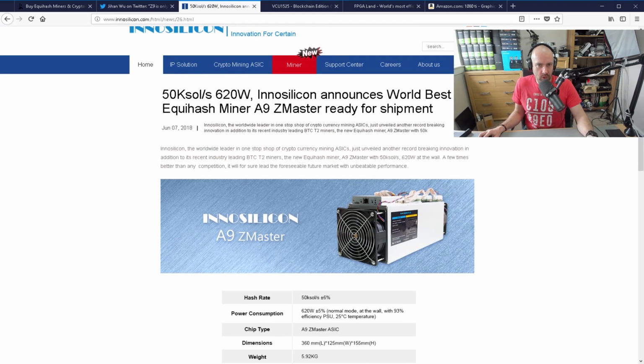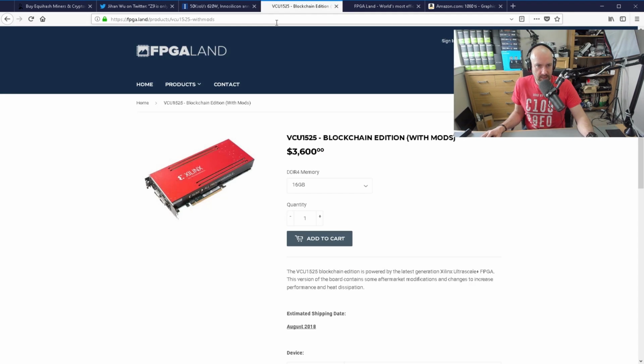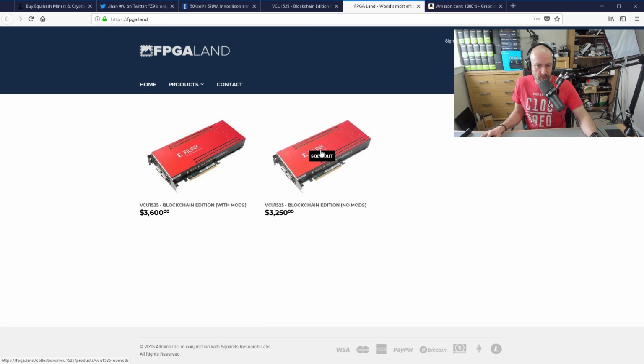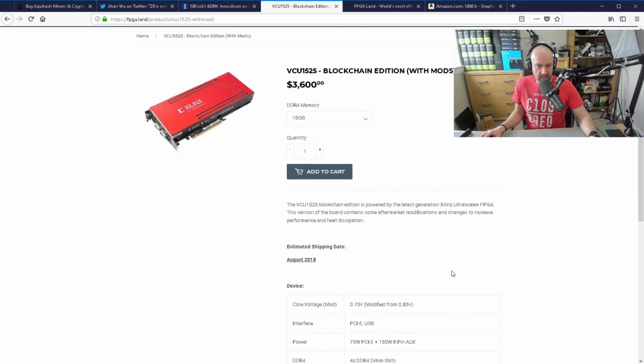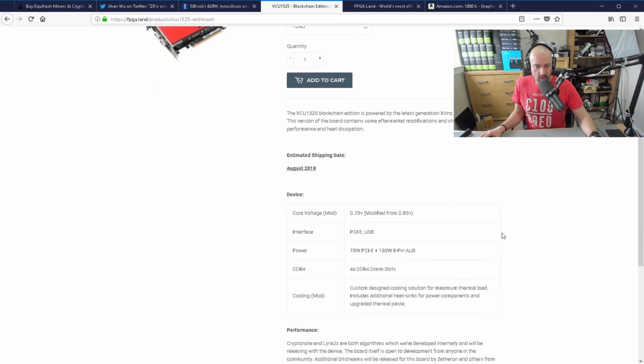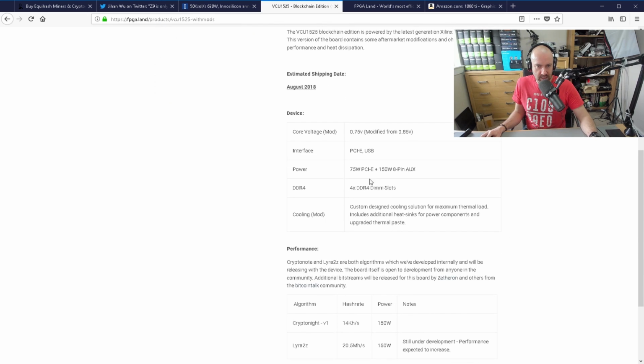Now, the other thing that I saw coming out is this. The VCU1525. Now, this company has got two products out. One of them has been sold out. This one says it comes with mods. $3,600. Estimated shipping date is August. Now, this one is quite efficient as well. You can see 75 watts PCI Express, plus 150 watts, sorry.